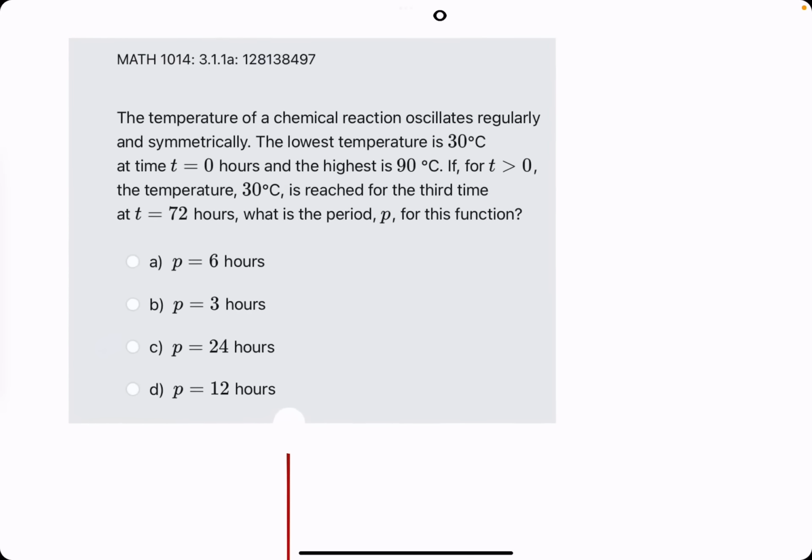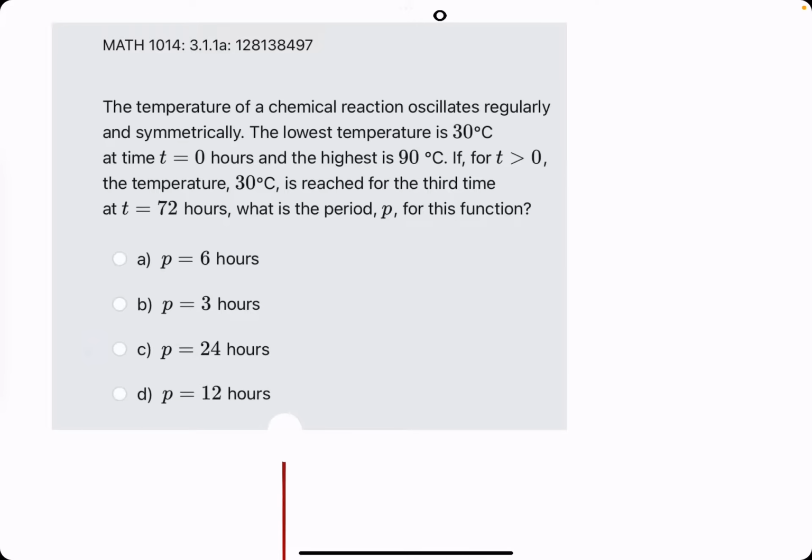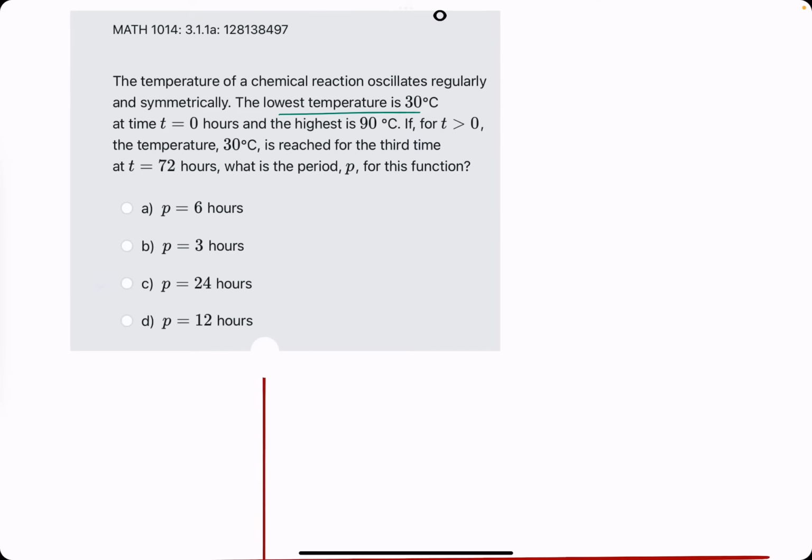Okie dokie. In this problem, they say the temperature of a chemical reaction oscillates regularly and symmetrically. The lowest temperature is 30 degrees at time 0 hours, and the highest is 90 degrees. If for t greater than 0, the temperature 30 is reached for the third time at 72 hours, what is the period for this function?